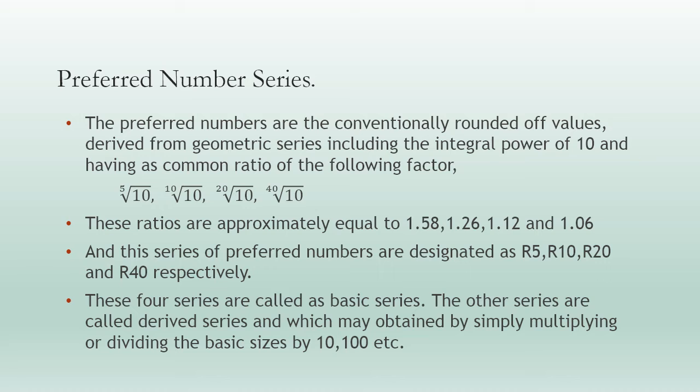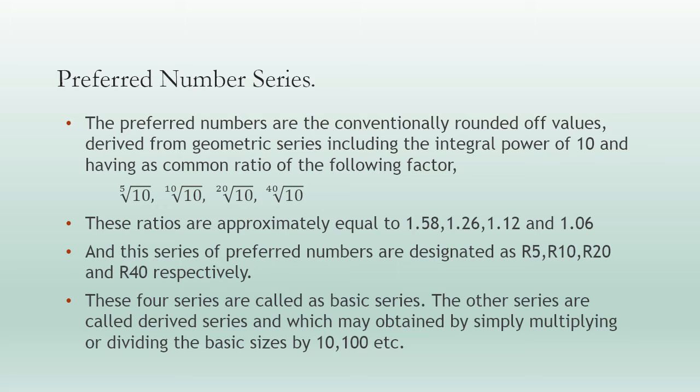The preferred numbers are the conventionally rounded off values derived from a geometrical series including the integral powers of 10, and have a common ratio of the following factors: the fifth root of 10, the 10th root of 10, the 20th root of 10 and the 40th root of 10. These ratios are approximately equal to 1.58, 1.26, 1.12 and 1.06.